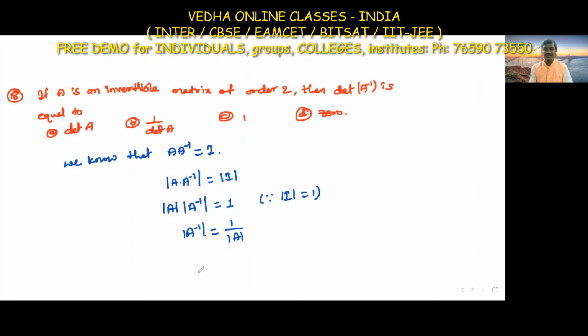What is the final answer? He asked the question like this: det of A inverse is equal to 1 by det A. So this is the required solution. So what option is correct? Option B is the correct answer.